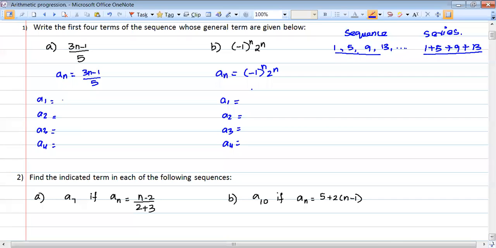So the answer for this question is 2 by 5, 1, 8 by 5 and 11 by 5. Yes, Prisha sent the right answer. Now it is your turn to find out the answer for the B question. It is a very, very simple question.